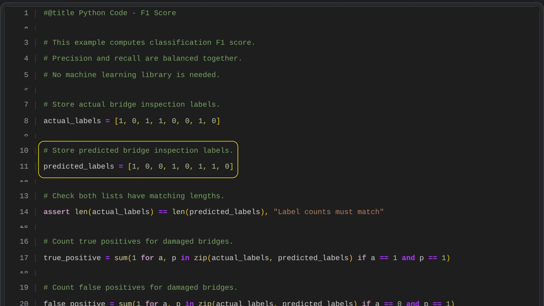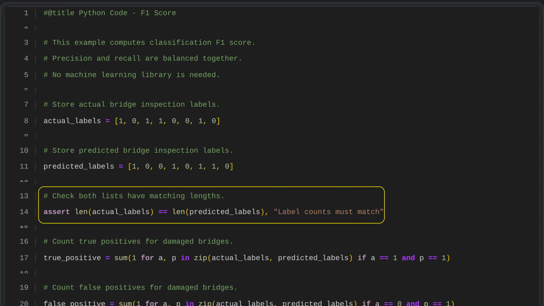The model's bridge inspection predictions are stored as binary labels, where 1 means damage is predicted and 0 means no damage is predicted. These predicted labels are later compared with the true labels to measure model performance. First, confirm that the actual and predicted label lists are the same length, since each prediction must match one actual label. An assertion enforces this check and stops the process if the counts differ. This prevents misaligned comparisons before any further calculations are made.